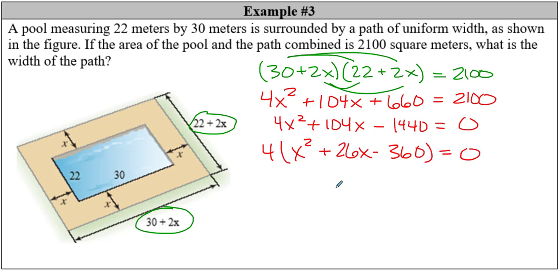All right, go ahead and pause the video. Try and factor that out. If we can't factor it out, then we're going to use a calculator. But I'm betting you can factor it. So pause the video here, factor it, then come on back.